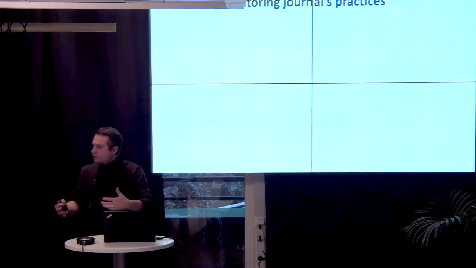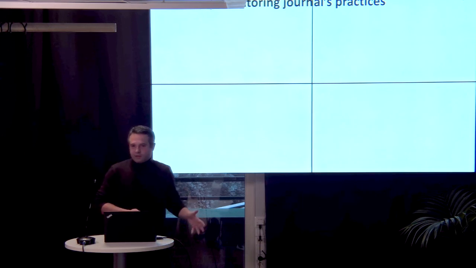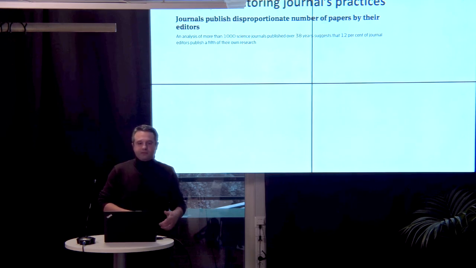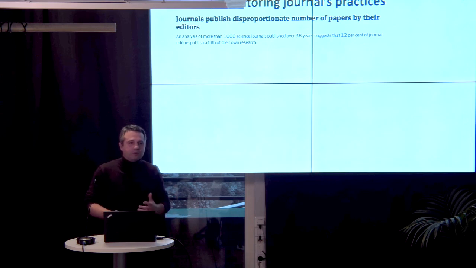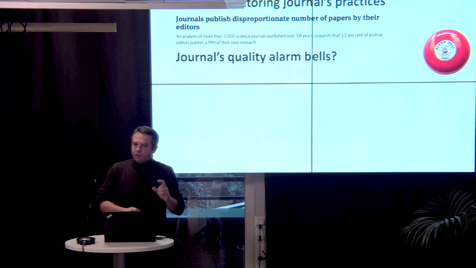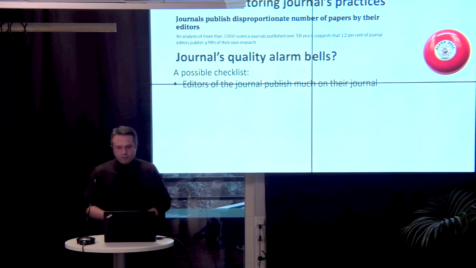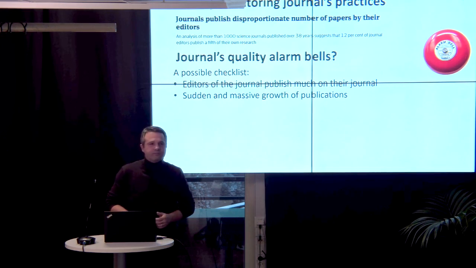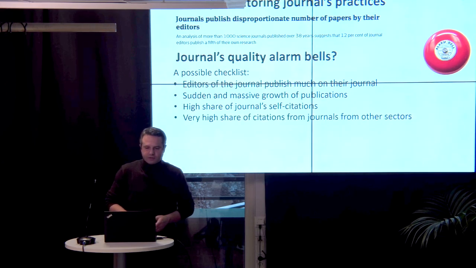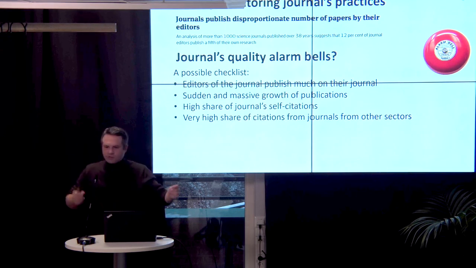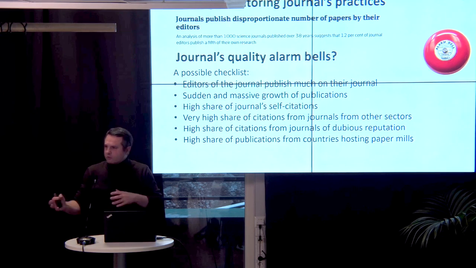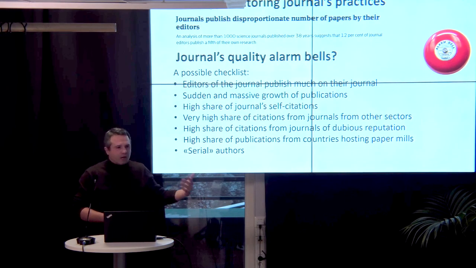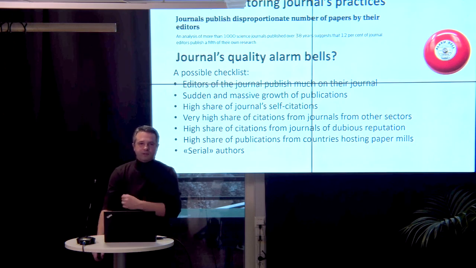Probably we need, especially we scientometricians, bibliometricians, to take a close look at journal practices. For example, recently it was discovered that editors publish a lot in their own journals, the journals they are editors of. Is this something desirable, or do we need to check? There are many aspects that we might look at to monitor the quality of a journal. For example, do we observe a massive growth happening very quickly? Is there a high share of self-citations or citations from journals from other sectors? Do we see a lot of citations from journals of dubious reputation, or publications from countries hosting paper mills, or serial authors that publish constantly in the same journals, and so forth? If we sit around the table, we can find many examples of things that we might try to monitor.